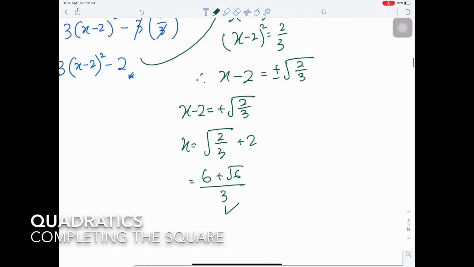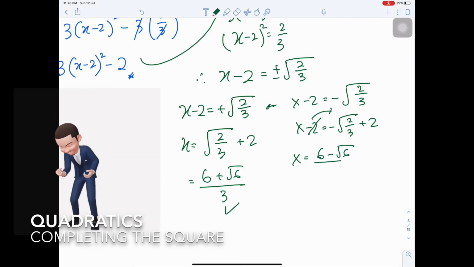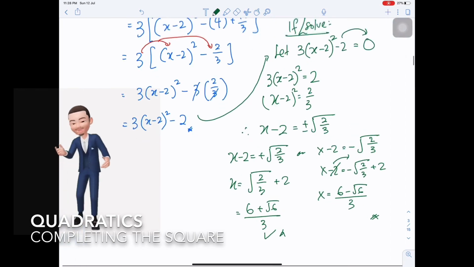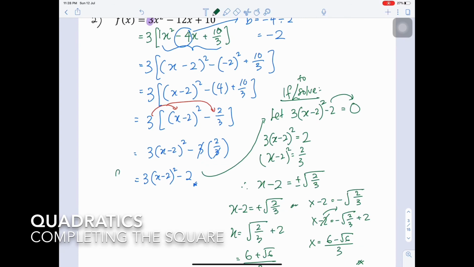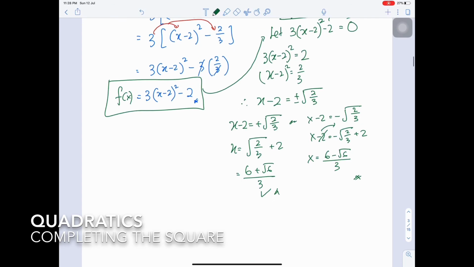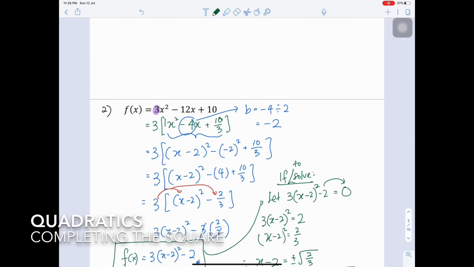By using the calculator, the latest one. Or x minus 2 equals negative square root of 2 over 3, and x equals negative square root of 2 over 3 plus 2. So simplify, x equals 6 minus square root of 6 over 3. This is how you solve by completing the square for the function. Otherwise, this is the general form of how you complete the square for the quadratic equation by using method 2. So that's all for now. Thank you.